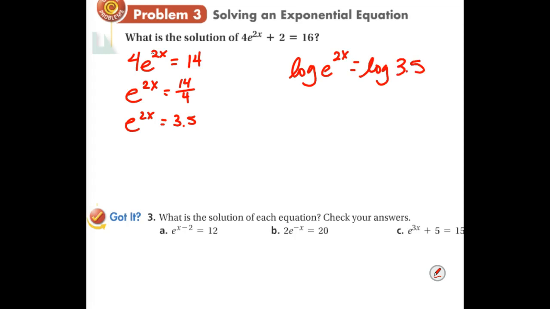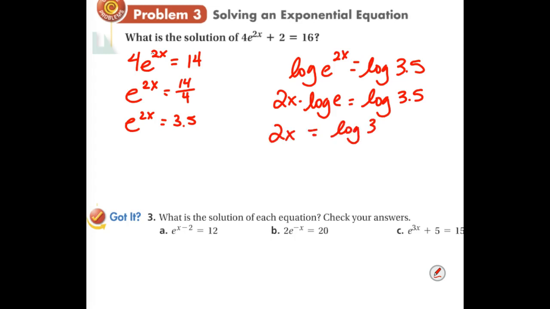What did we do then? The powers went out front, so we had 2x times the common log of e. And then I could divide the common log of e out. Yes? You guys don't have to write this down because I'm going to show you a different way. It's faster. Once I get that answer, then I have to divide out the 2. Correct? Okay.